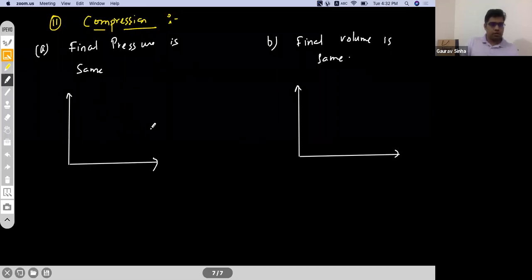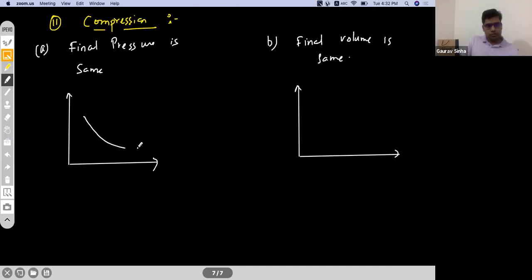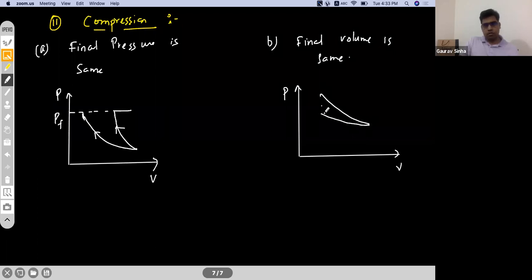Just a second. This is PF, the pressure axis, compression. So volume is decreasing, and this is volume. Again, P and V. Final volume is the same. The graph goes like this. Final volume is this, VF, compression. Correct. So obviously you see here, the things will be opposite.